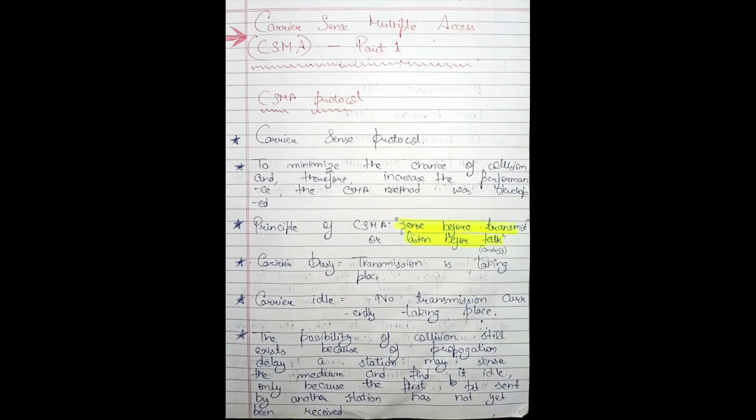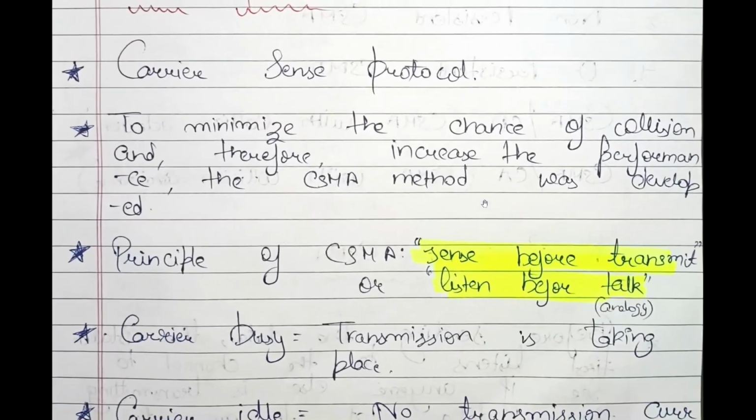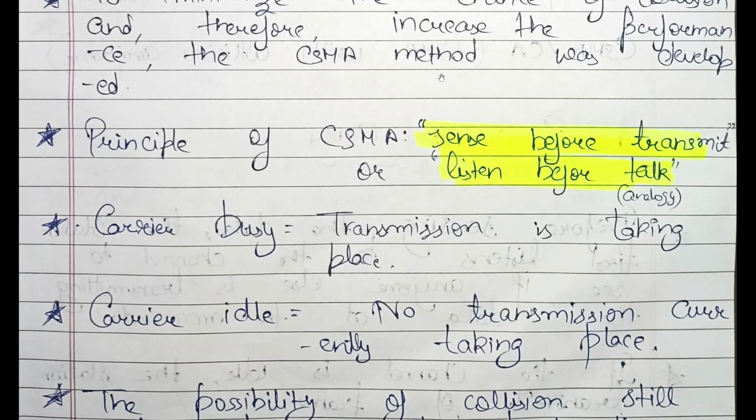Now, looking at CSMA, carrier sense multiple access. Basically, CSMA stands for carrier sense protocol. To minimize the chance of collision and therefore increase performance, the CSMA method was developed. The principle of CSMA is sense before transmit, or listen before you talk. This listen before talk is just an analogy to help understand it.